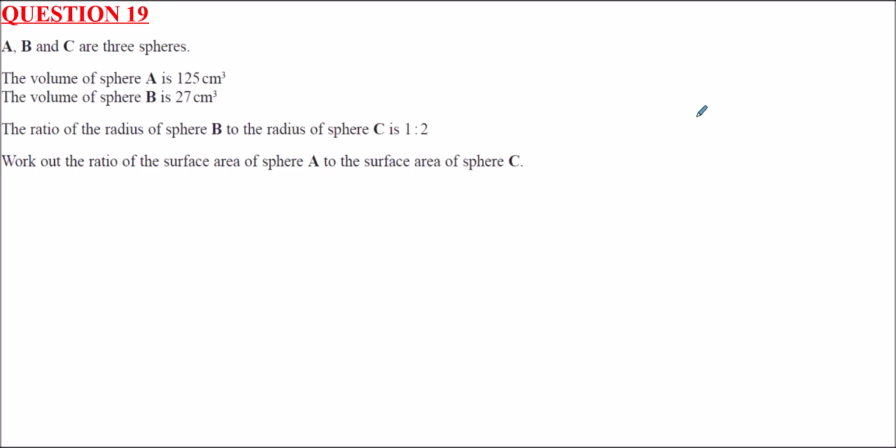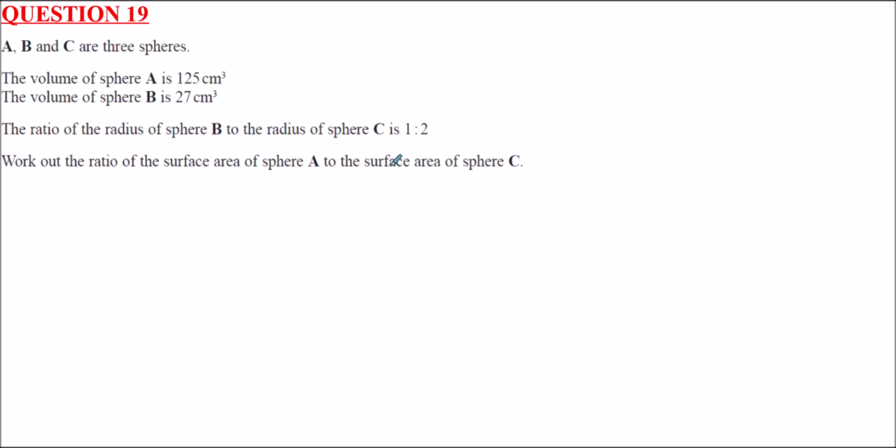Question 19. A, B and C are 3 spheres. The volume of sphere A is 125 cubic centimetres and the volume of B is 27 cubic centimetres. We're then told the ratio of the radius of sphere B to the radius of sphere C is 1:2. Work out the ratio of surface area of A to the surface area of sphere C. All spheres are mathematically similar.